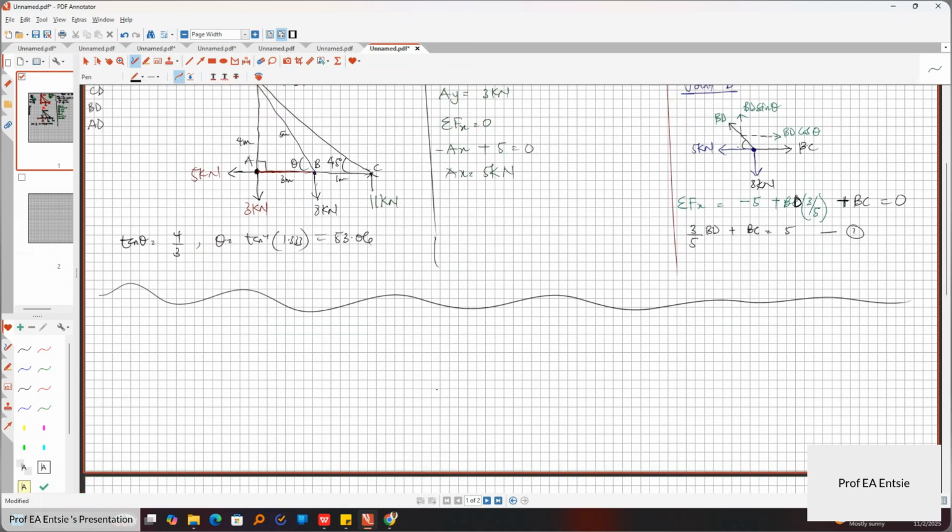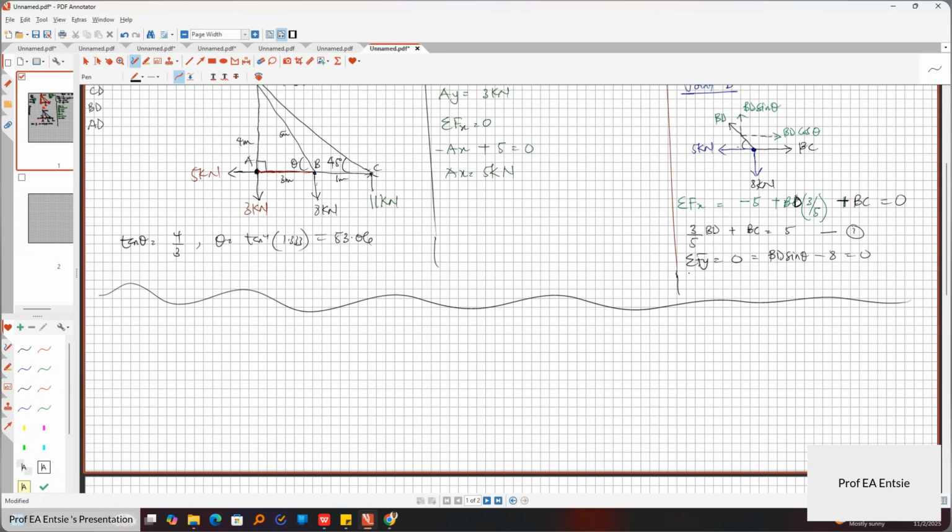Let's continue. So now I have this. Then I will do summation of forces in the y, which is also equal to 0. And what will I get? I will get positive BD sin theta, which is coming from the component of BD at an angle of theta there. You can see that it's coming from that component. So BD sin theta, then minus 8. 8 is going down, so minus 8. And this is all equal to 0.